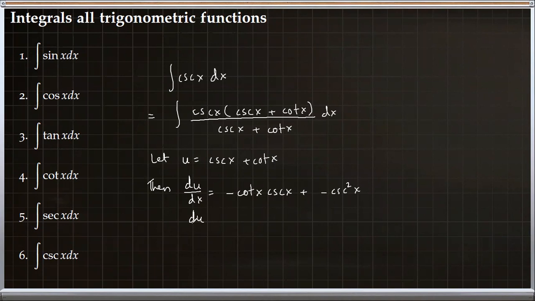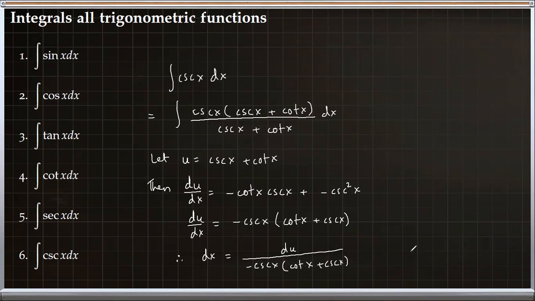So this gives the derivative of u with respect to x equals, I can simply factor out negative cosecant of x, then we get cotangent of x plus cosecant of x. Therefore, from here we see that dx equals du over negative cosecant of x times cotangent of x plus cosecant of x.